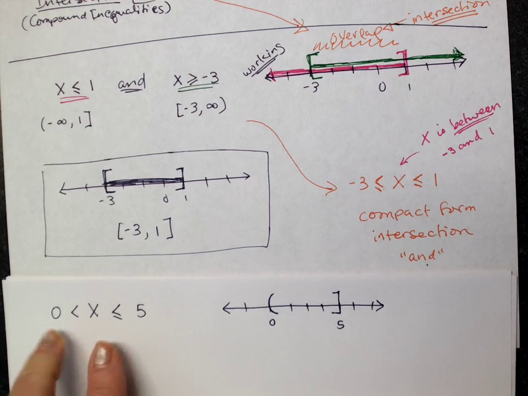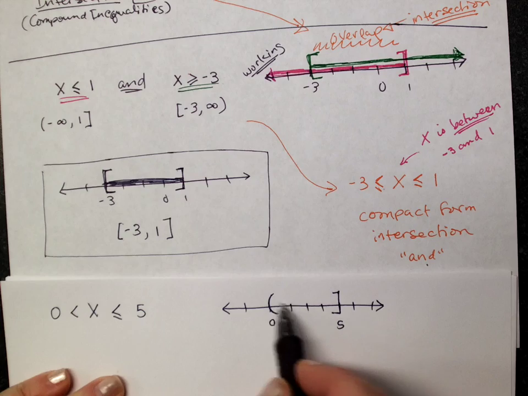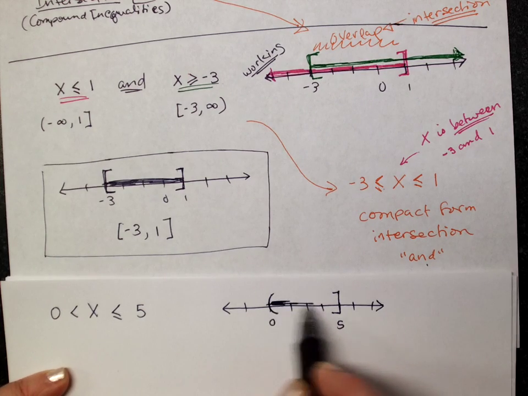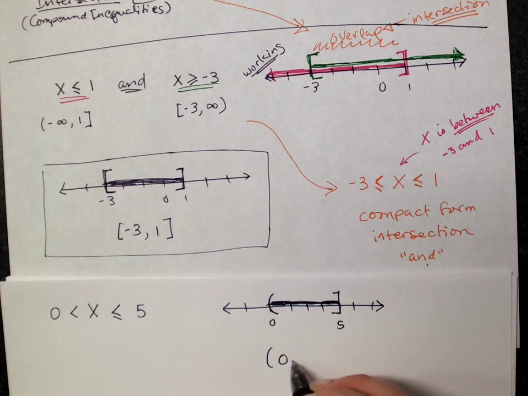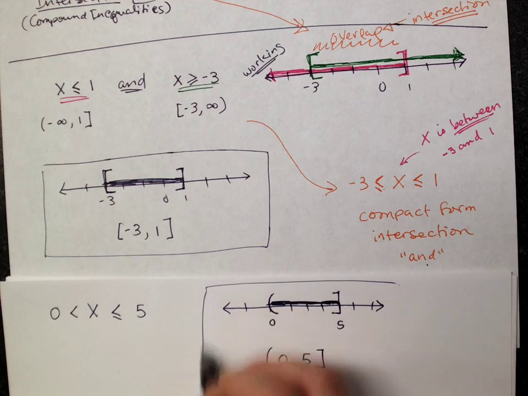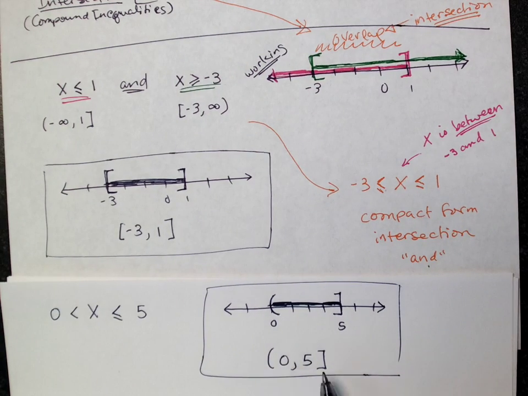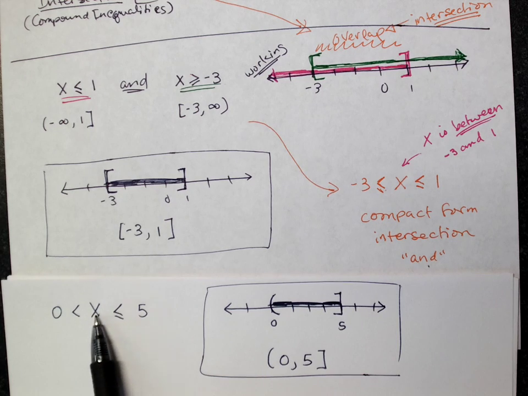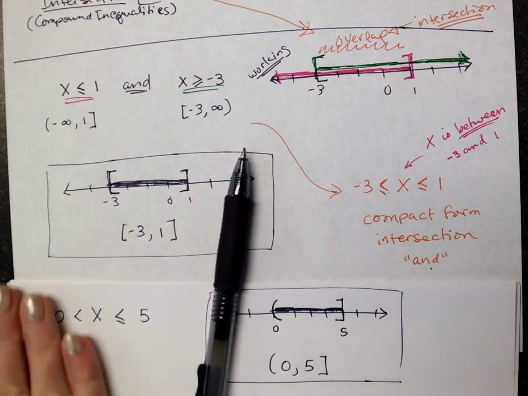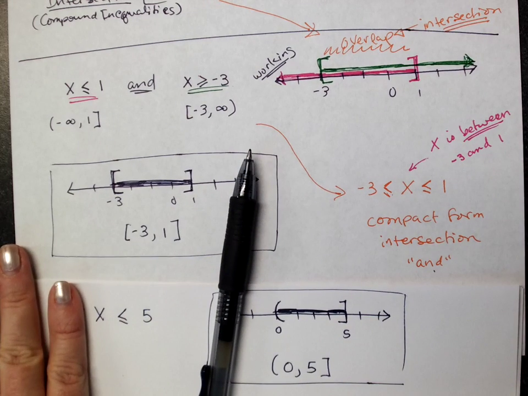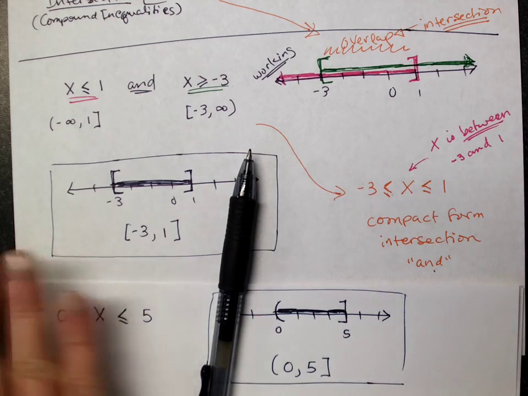You might have 2 parentheses, 2 brackets, or in this case, a mix. And our solution, x, is in between those 2 boundary points. That's it. So it would be 0, 5, with the parenthesis and bracket to show what's included and what's not. And the word and is implied, because it's saying both of these things must be true. This must be true, and this must be true. The word and is implied, even though it's not written.